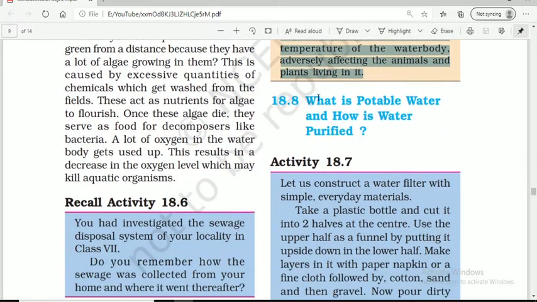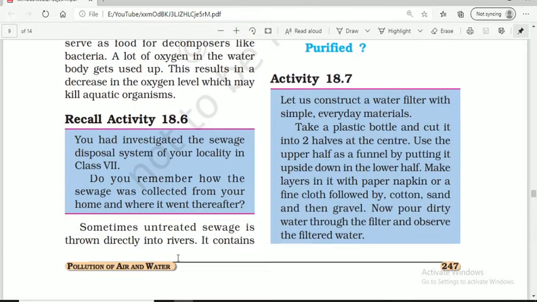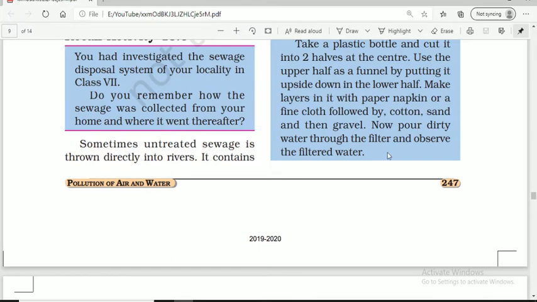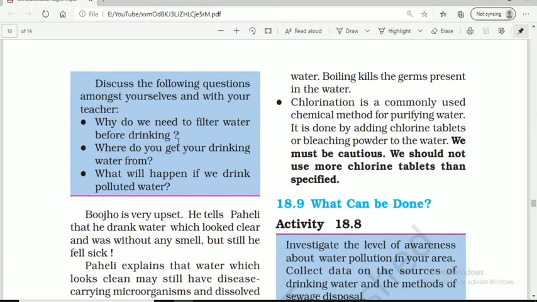Now we have to read what potable water is and how water is purified. Let us construct a water filter with simple everyday material. Take a plastic bottle and cut it into two halves at the center. Use the upper half as a funnel by putting it upside down in the lower half, making layers in it with a paper napkin or a fine cloth, followed by cotton, sand, and then gravel. Now pour dirty water through the filter and collect the filtered water. This is mainly a process in which polluted water can be filtered.